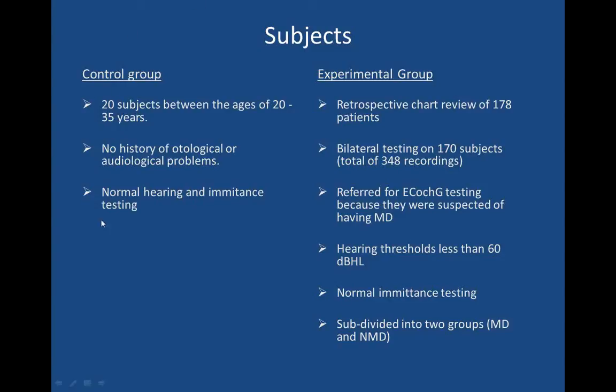The subjects we compared, we established norms based on what normal ears look like, and then we did a retrospective chart review of close to, I think I said 300, it was actually close to 200 patients, a total of 348 recordings. And these patients were referred for ECoG testing because they were suspected of having Meniere's disease. At the time, these patients had hearing thresholds less than 60 dB.